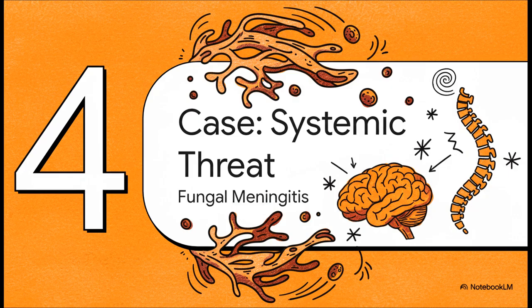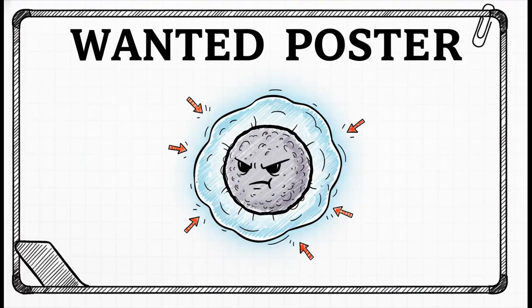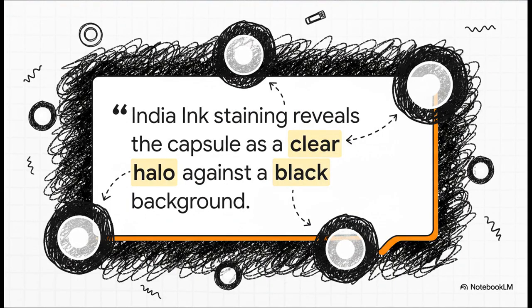Okay, let's move to our next case. We're graduating from skin-deep infections to a much more dangerous culprit, one that can actually invade the central nervous system and cause meningitis. So yeah, the stakes are much, much higher now. Our prime suspect in this case is a yeast called Cryptococcus. And what makes it so dangerous, so good at invading the body, is its secret weapon, a thick polysaccharide capsule. You can think of it like an invisible shield, protecting it from our body's own immune defenses. So, how do you see an invisible shield? Well, we use a classic technique called India ink staining.